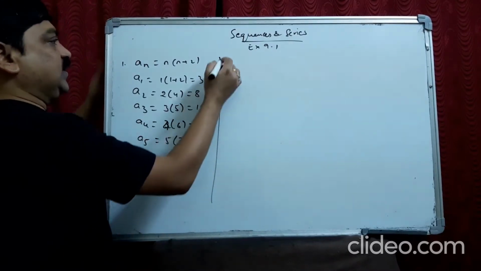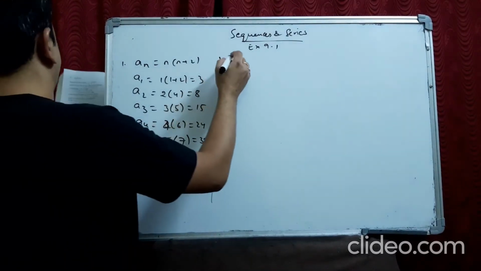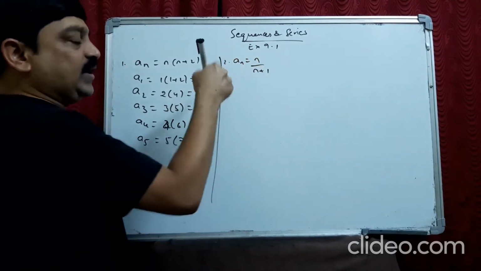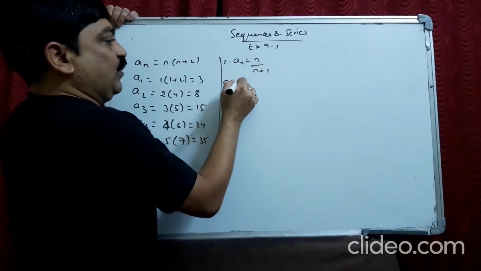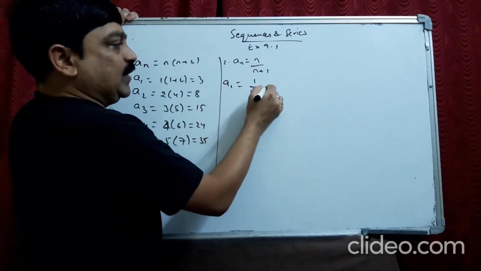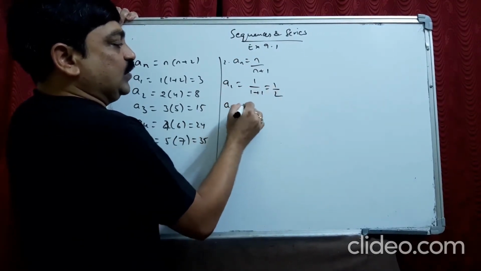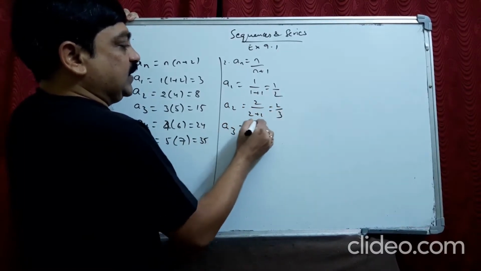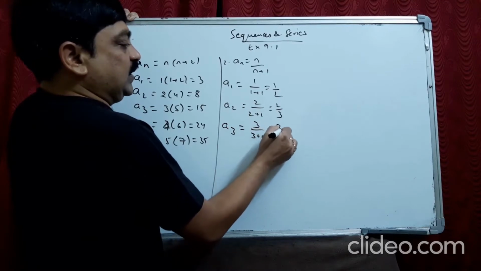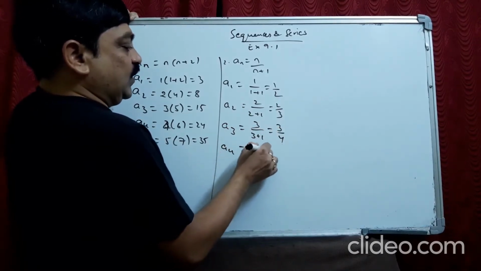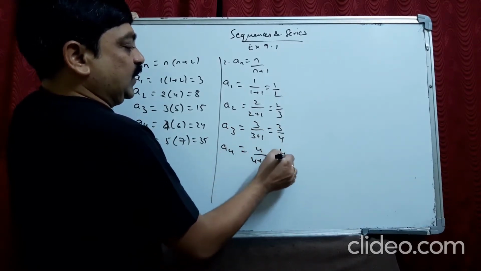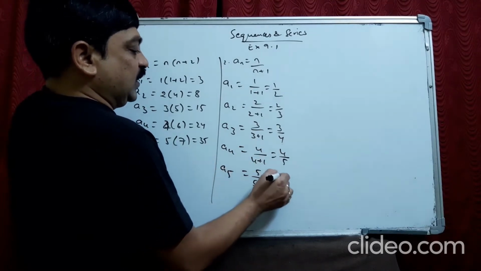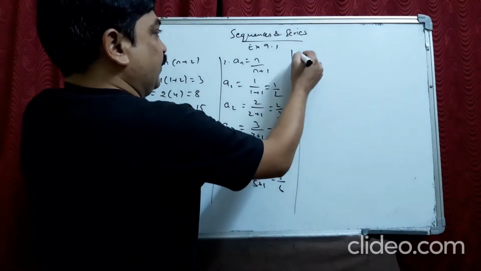That's it. Second one, a_n is equal to n by (n plus 1). So let us find all the 5. a1 is just substituting 1: 1 by (1 plus 1), 1 by 2. a2 is 2 by (2 plus 1), 2 by 3. a3 is 3 by (3 plus 1), 3 by 4. a4 is 4 by (4 plus 1), it is 4 by 5. a5 is 5 by (5 plus 1), 5 by 6. Okay?